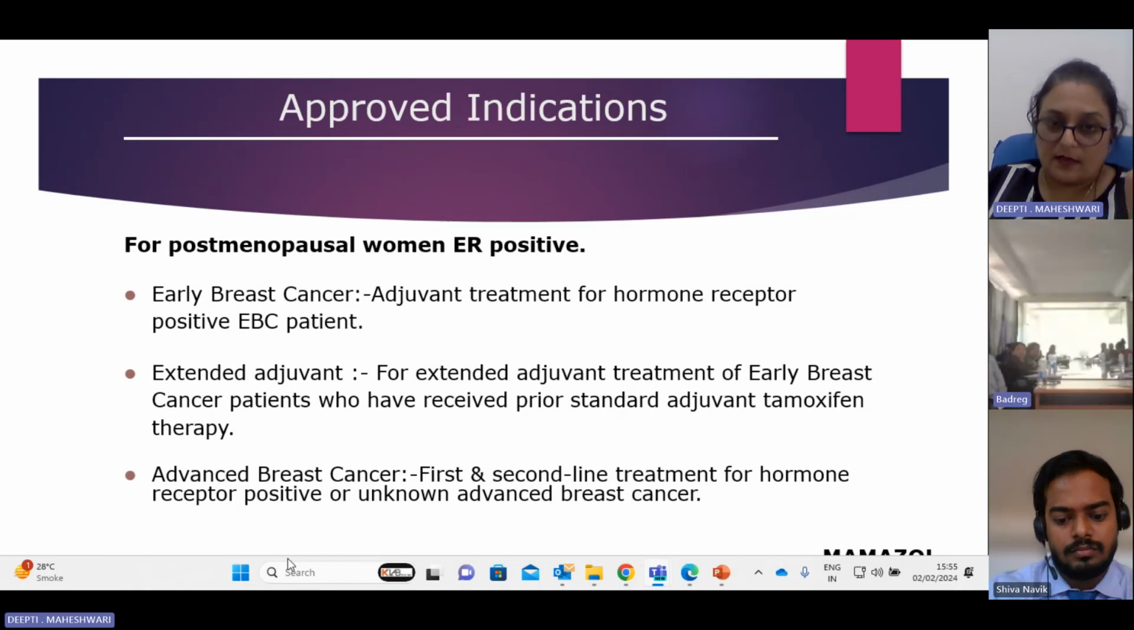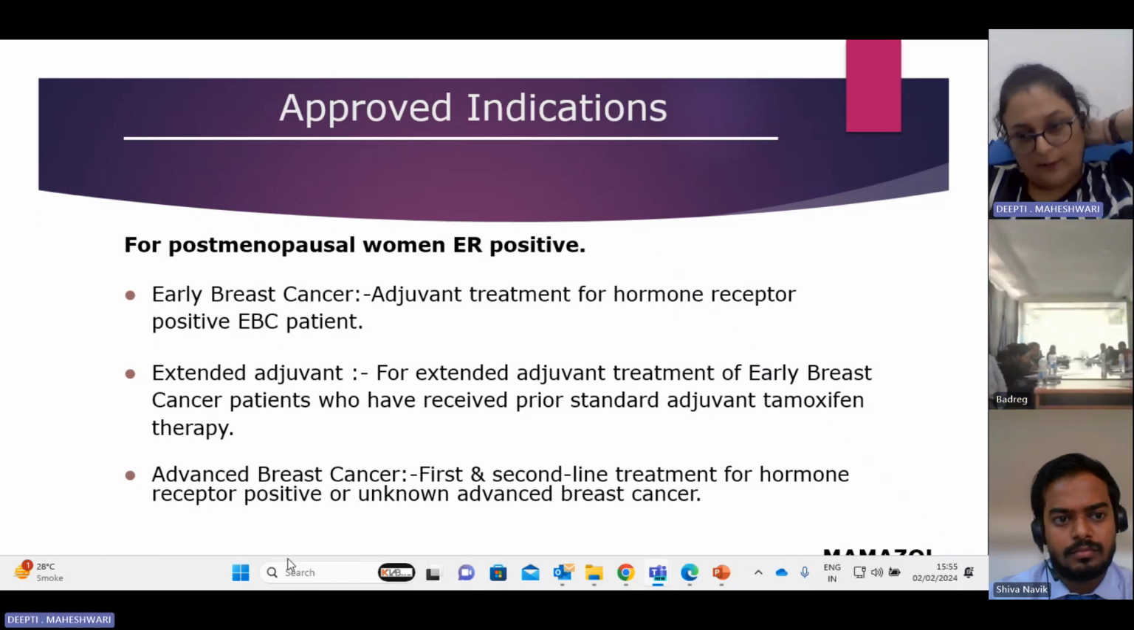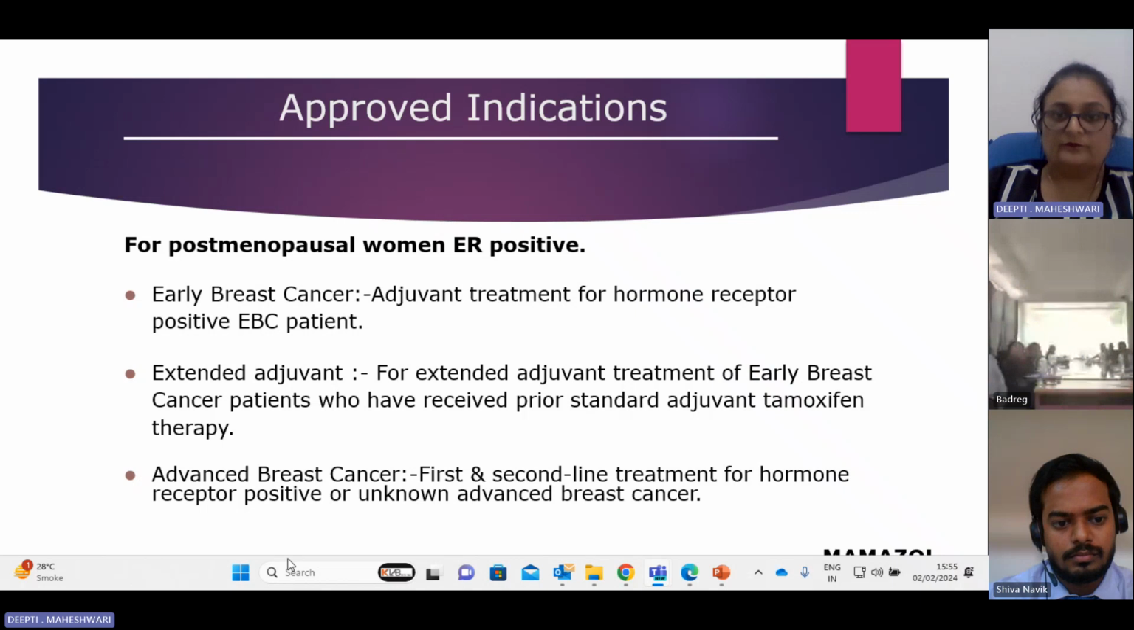So in advanced breast cancer cases as first line and second line, for patients where we know it is ER positive, or sometimes you cannot make out whether the patient is ER positive or HER2 positive or any other receptor positive. If you cannot make out, in those conditions also patient can be given aromatase inhibitors like letrozole or anastrozole. Okay, so these are the three indications where letrozole is approved: early breast cancer, extended adjuvant, and advanced breast cancer cases also.